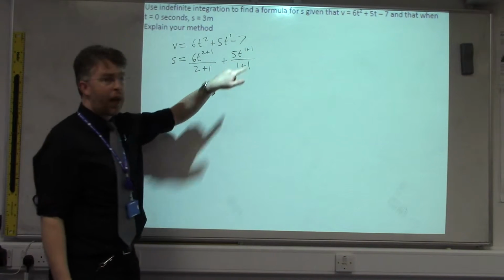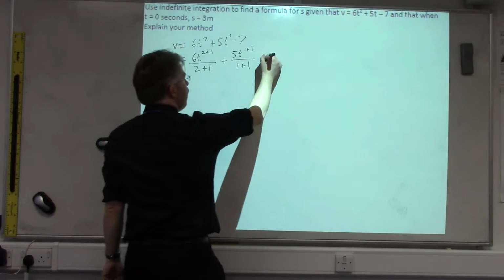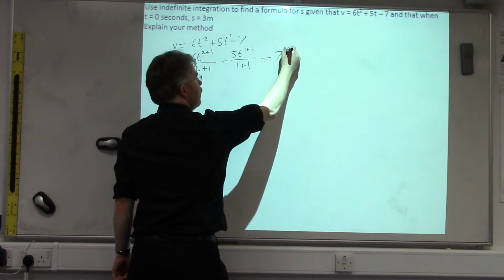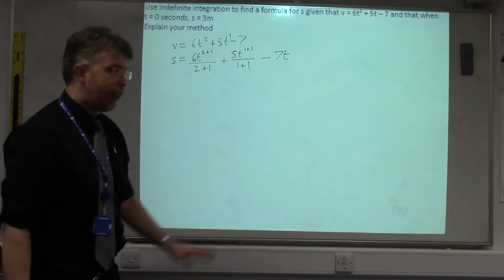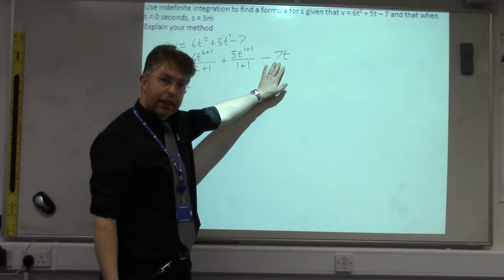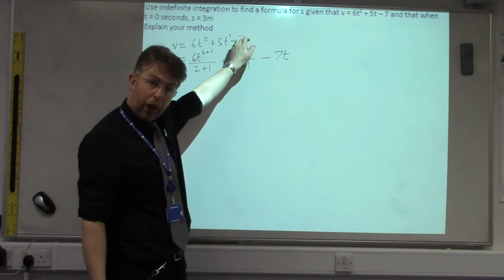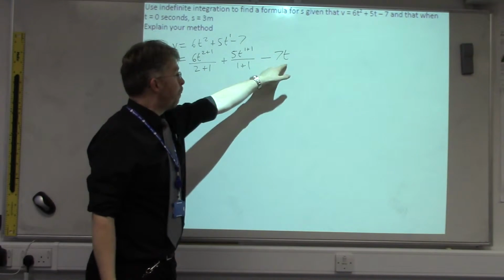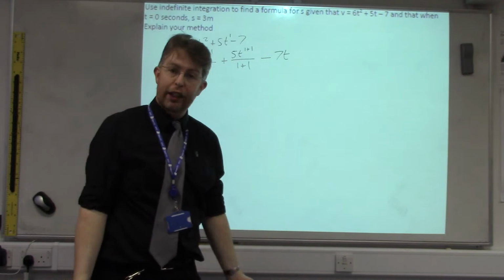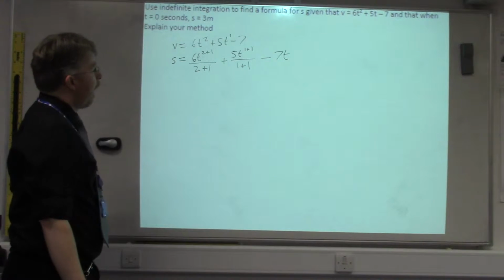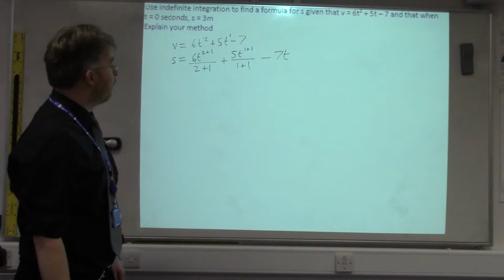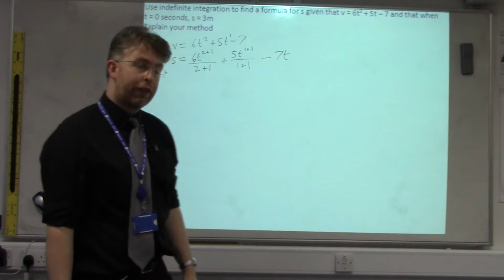Now constants, minus 7, must have been differentiated from something like minus 7t. If we'd had minus 7t when differentiating, we would get rid of the t and we'd end up with a number. Because we're integrating and going the other way, we pick up a t instead of getting rid of a t. And then there's an extra complication with integration that we didn't have in differentiation.